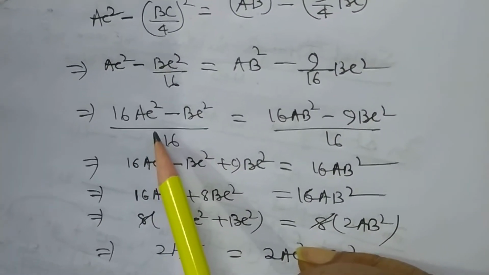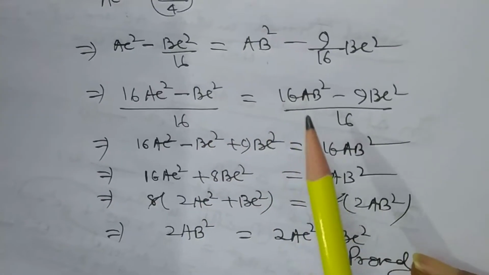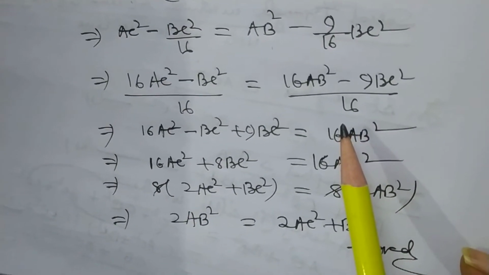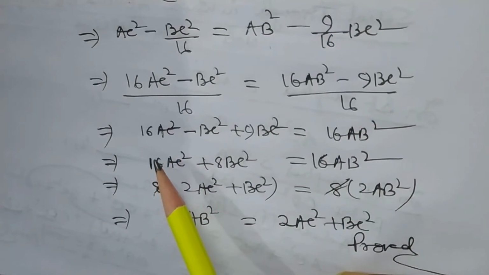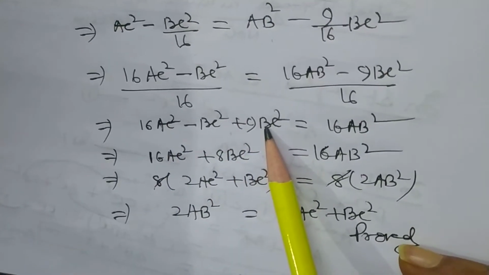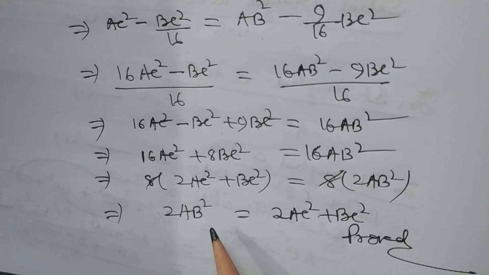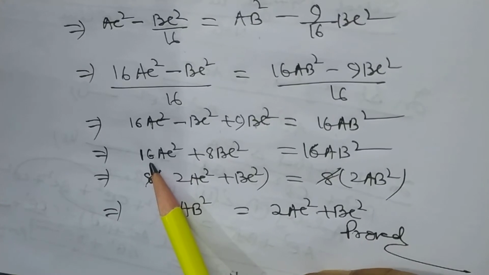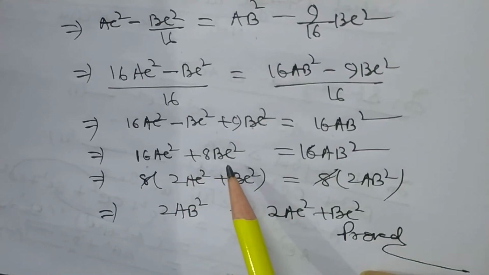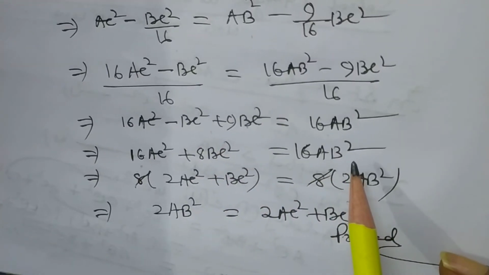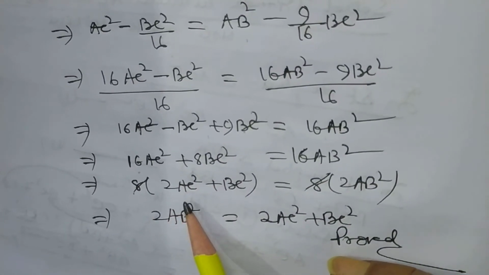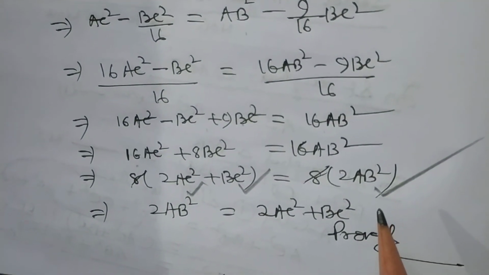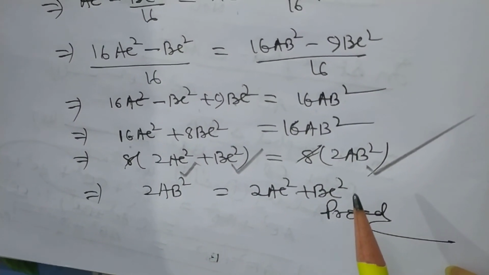So 16 AC square minus BC square by 16 is equal to 16 AB square minus 9 BC square by 16. So now 16 AC square minus BC square plus 9 BC square is equal to 16 AB square. So what do you observe? It will be 16 AC square plus 8 BC square is equal to 16 AB square. So taking common 8 both sides, it will be twice AC square plus BC square is equal to twice AB square. In this way we can solve this type of problem. Thank you very much.